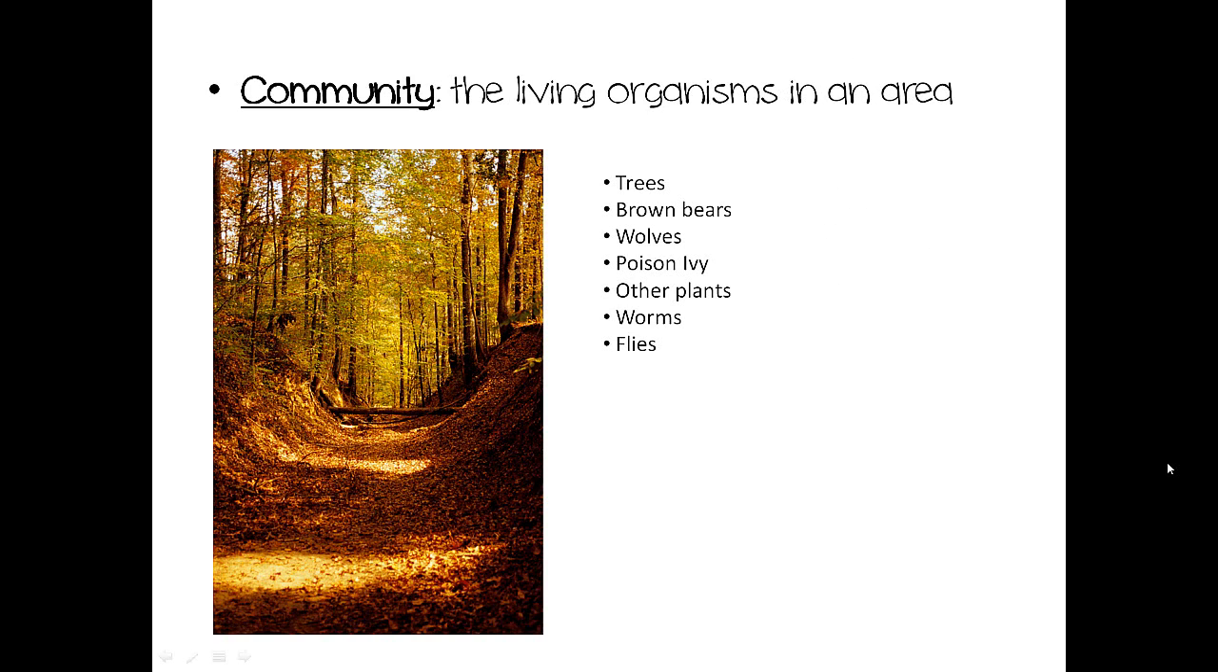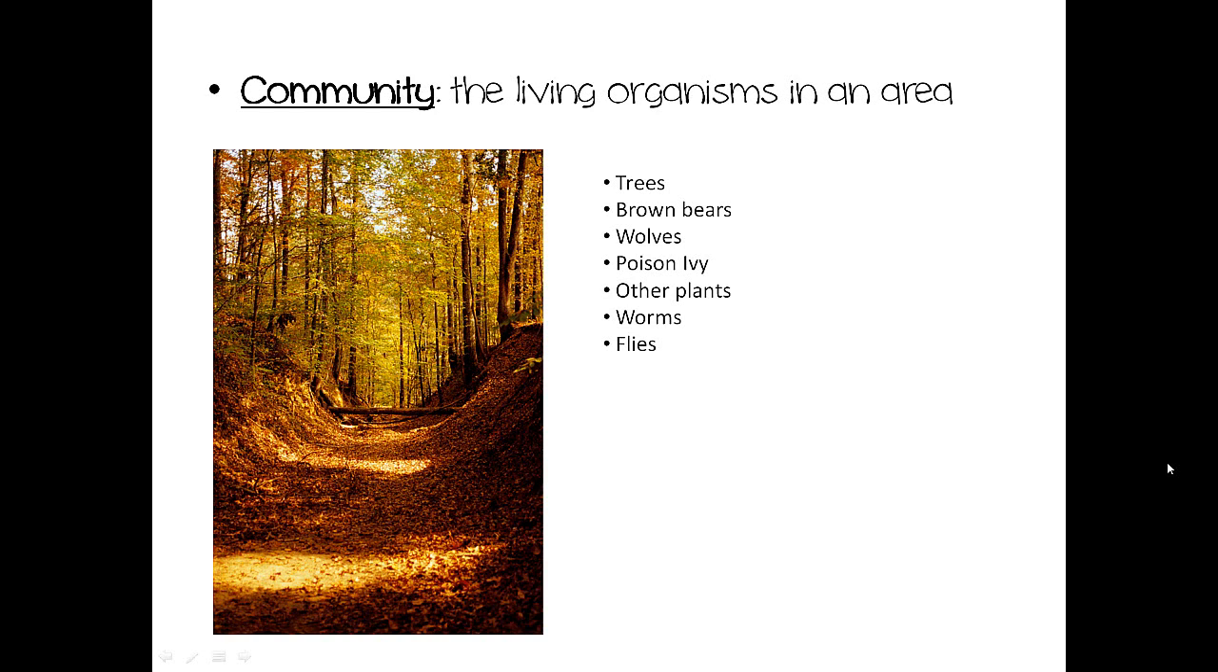Getting smaller, an ecosystem can be broken into a community. A community is just looking at the living things in that area. So before we looked at the air, the water, the temperature, now this takes that away. The community only includes the living stuff. Communities can be broken even smaller, so now you can see all these species. We had the trees, the brown bears, the wolves.